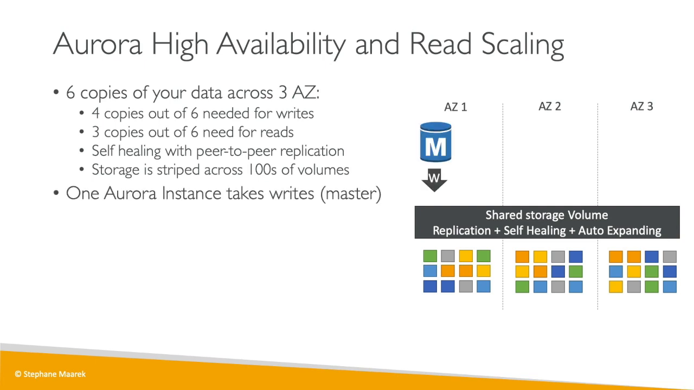Now, Aurora is like multi-AZ for RDS. Basically, there's only one instance that takes writes. So there's a master in Aurora, and that's where we'll take writes. Then if the master doesn't work, the failover will happen in less than 30 seconds on average. So it's really, really quick failover.